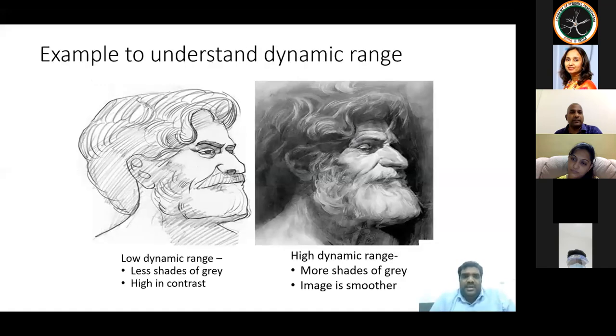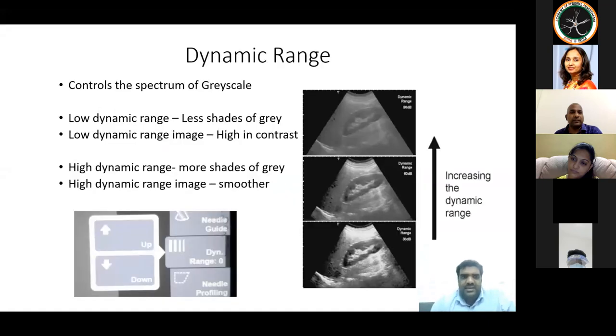So here is an example to understand dynamic range. In low dynamic range, there are fewer shades of gray and high contrast, while in high dynamic range, there are more shades of gray and the image is smoother. Like I said earlier, low dynamic range has fewer shades of gray and high contrast, while high dynamic range has more shades of gray and a smoother image.